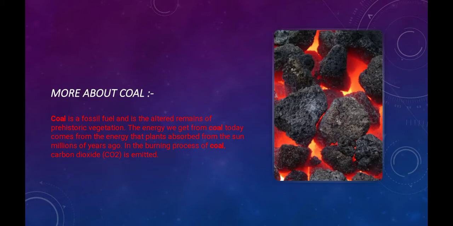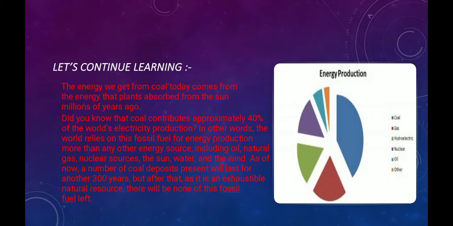More about coal. Coal is a fossil fuel and is the altered remains of prehistoric vegetation. The energy we get from coal today comes from the energy that plants absorbed from the sun millions of years ago. In the burning process of coal, carbon dioxide (CO2) is emitted. Let's continue learning about coal.